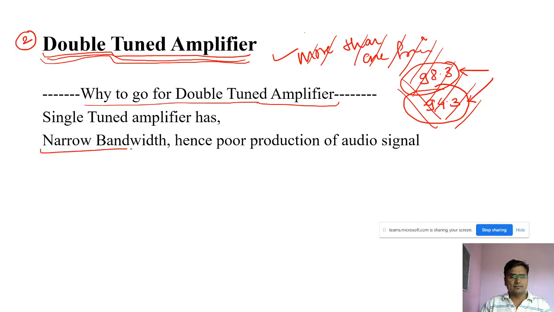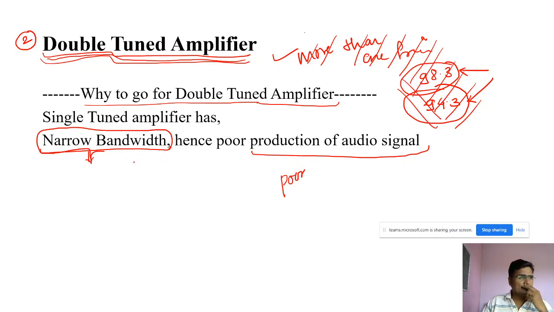Look at this. The bandwidth is very narrow, and that's why the reproduction of audio signal or the radio signal is very poor. Why very poor? Because of the narrow bandwidth. So if I increase the bandwidth, that can be the new circuit that I can call a double tuned amplifier. Dealing with this parameter, bandwidth is the extra benefit that I'm getting in double tuned amplifier.